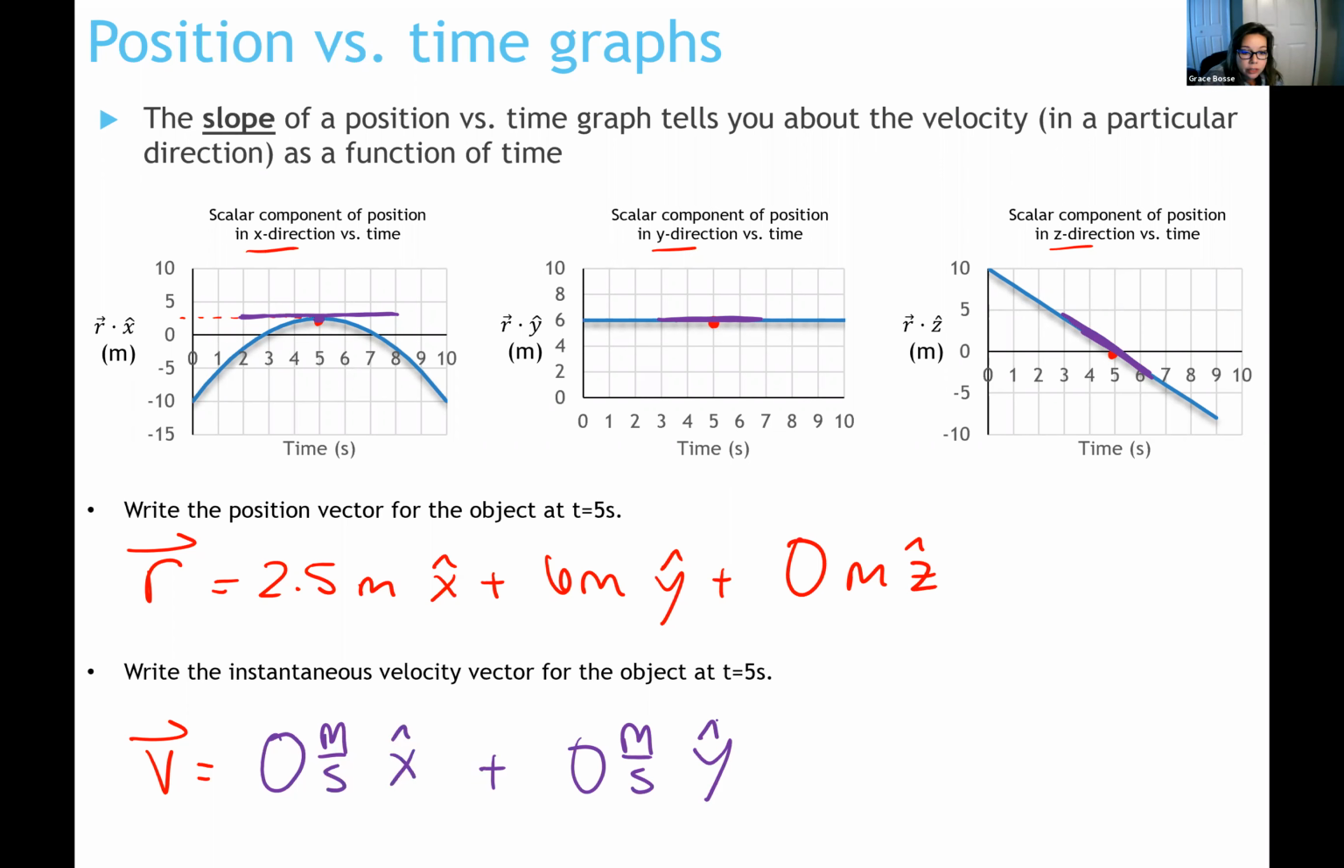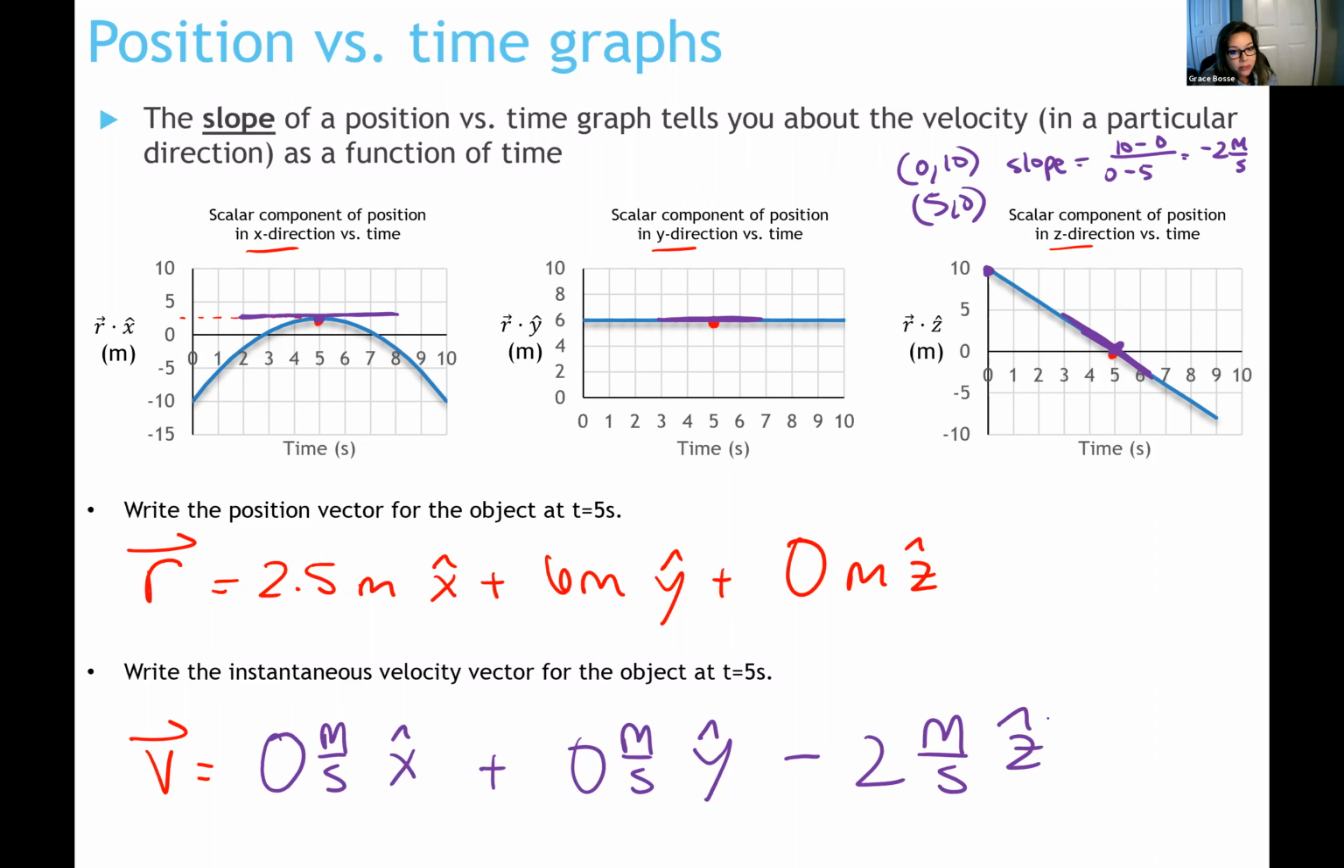Now if I look at the z direction, now my tangent line finally has some non-zero slope. So I just need to calculate the slope of that line. So I'm just going to choose 2 points off the line. I'm going to choose (0, 10) and (5, 0). So I choose 2 points on the line and I plug it into the slope equation. So the slope would be (10 minus 0) divided by (0 minus 5). And so I get -2 meters per second. And so that gives me my final answer for my instantaneous velocity vector in component form. And I got that straight out of these graphs.